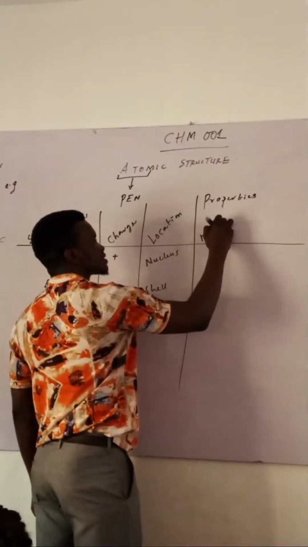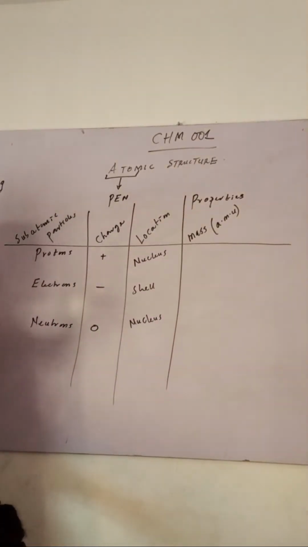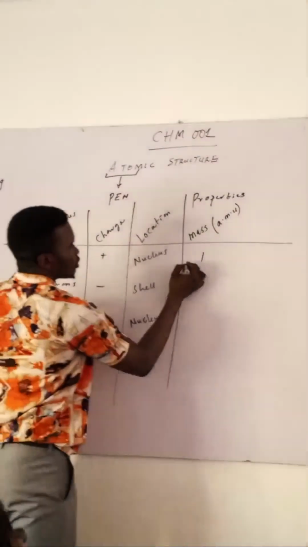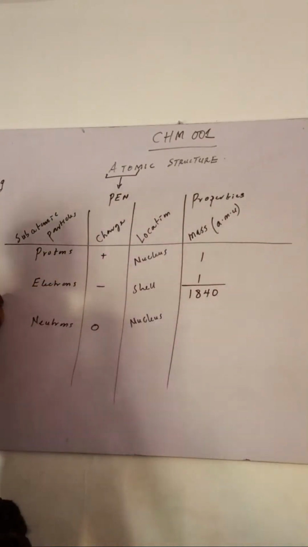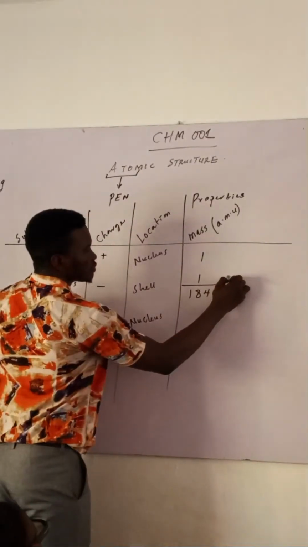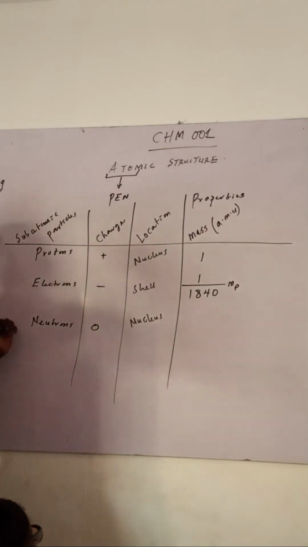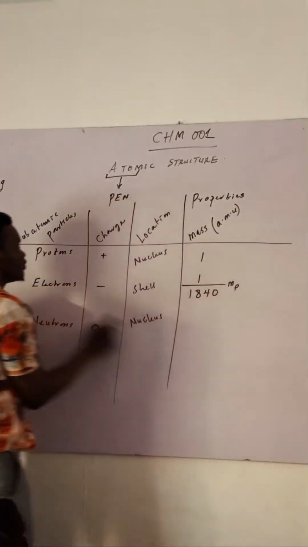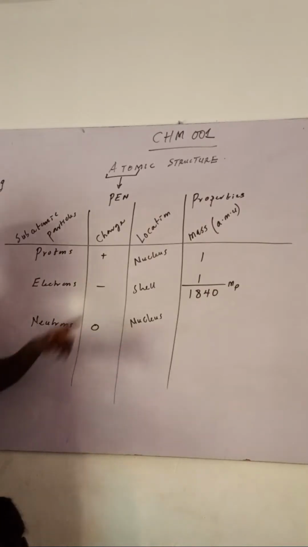We have the mass. The mass is in atomic mass units, AMU. The mass of proton is 1, while the mass of electron is 1/1840 that of proton. So if you know the mass of proton, multiplying it by this value is what will give you the mass of electron. Electron is very, very small compared to proton.